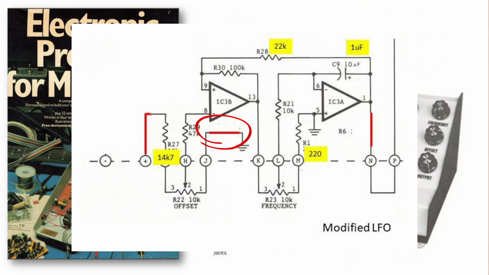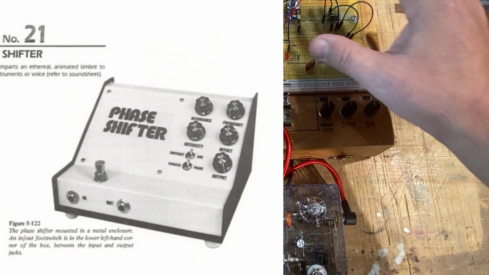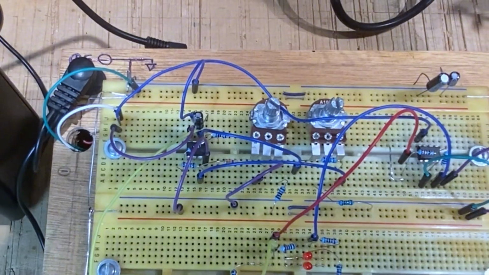So here is my modified LFO. I removed a resistor so that the offset could be fully above the ground. I used a combination of resistors to get 14.7K as opposed to 15K that he originally had. And there were some other resistor choices that got me close to what was in his original schematic, but I chose these for convenience. Most importantly, I changed out this 10 microfarad capacitor with 1 microfarad so I could push the oscillations all the way up into the audio spectrum. So that's what this section in the breadboard is all about.